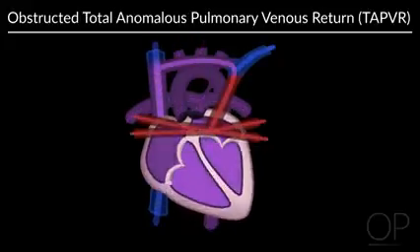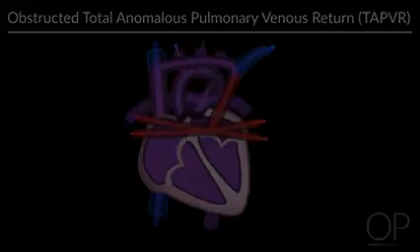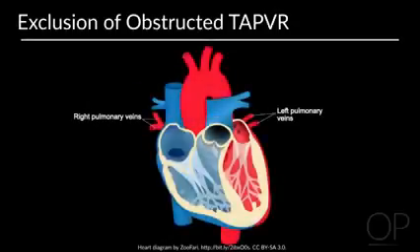An obstructive TAPVR can be excluded if we can demonstrate with cardiac echo the presence of at least 3 of the venous returns to the left atrium. So, if we put everything into practice, we can go through a real case.